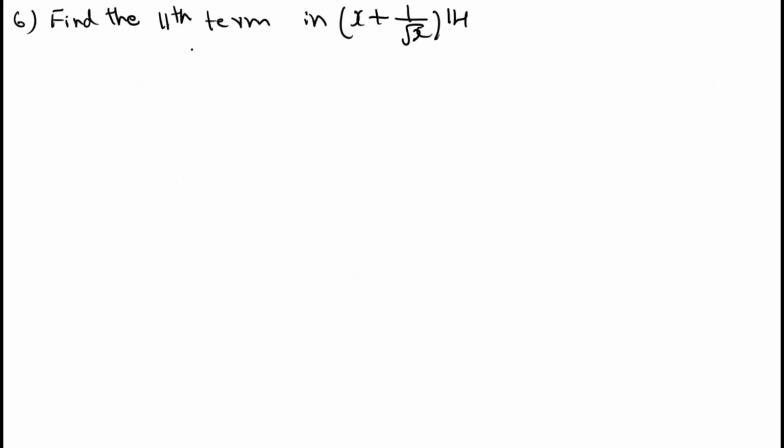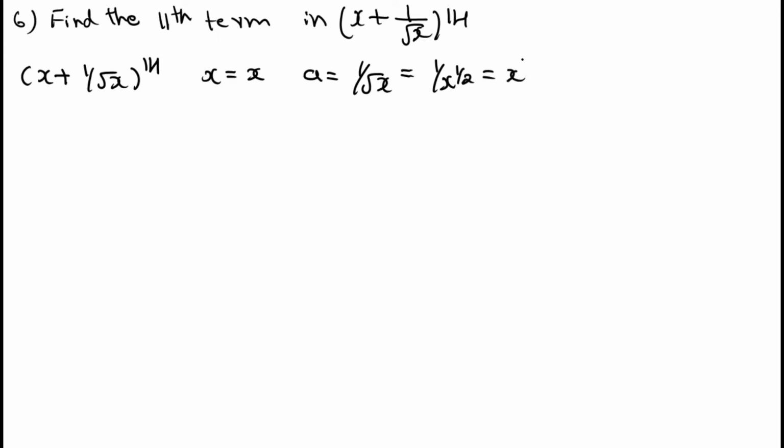See the next question. Find the 11th term in the expansion of x plus 1 by root x to the power 14. Okay, here consider the expansion x plus 1 by root x to the power 14. X, that is the first term, equal to x itself. A, second term, 1 by root x. How to write 1 by root x? 1 by x to the power 1 by 2. You can write it as x to the power minus 1 by 2, why? 1 by a to the power m equal to a to the power minus m.